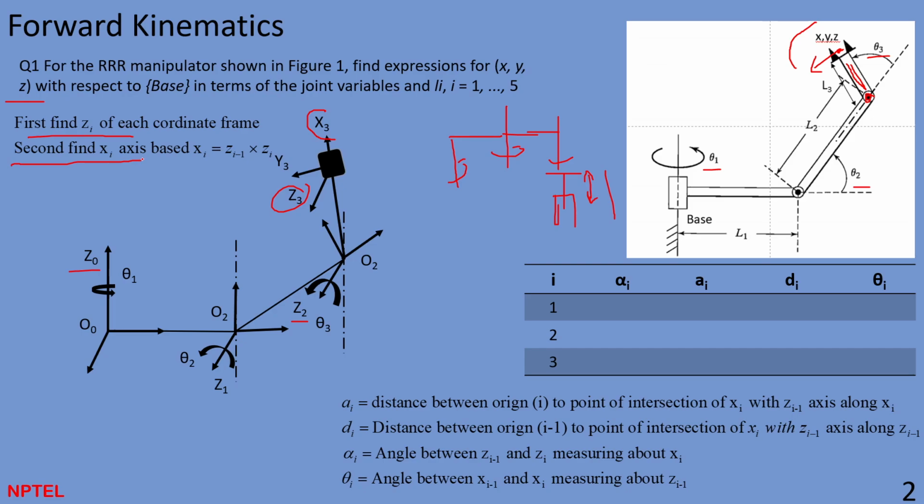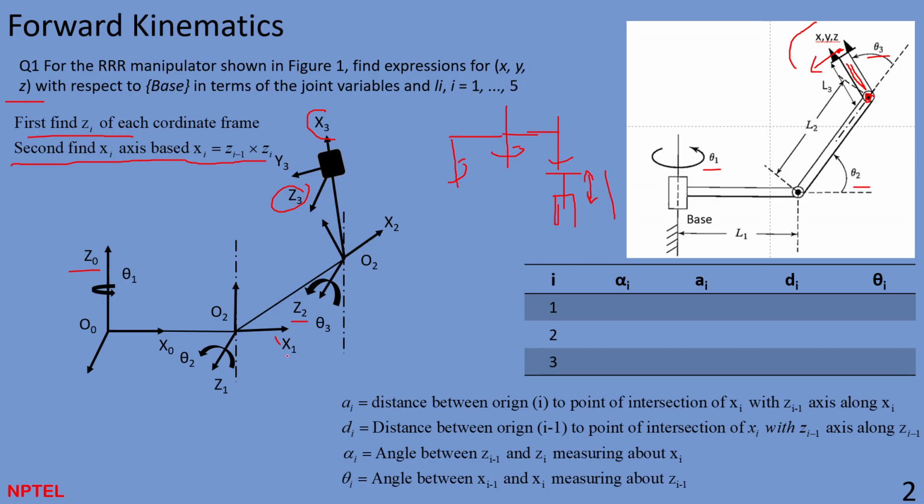So for the x axis of each frame, you need to use this formula: xi should be equal to z(i-1) cross zi, right? So let's say I want to calculate this xi for this one. How to do it? You need to cross multiply z naught cross z1. Use your right hand thumb rule, and whatever direction it points, you mark on the diagram. So do the cross product, and you will get something like x1 here.